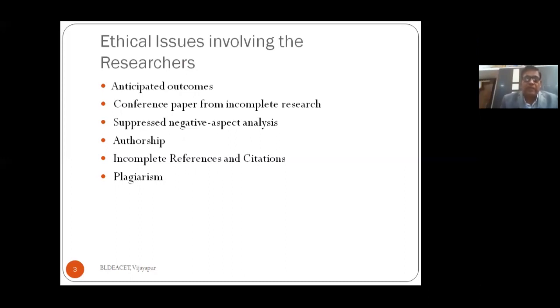And suppressing negative aspects is also an issue. You should not suppress negative aspects in research. In research, one should do new things. And authorship: so many authorship complications are there. Two authors, three authors, without involving them in the work, they are including authors because of friendship and relations. But it will not be useful for research. And incomplete references and citations. This is also important. Without referring to any materials or giving any citations, they are simply copying and pasting. So this is one of the ethical issues.